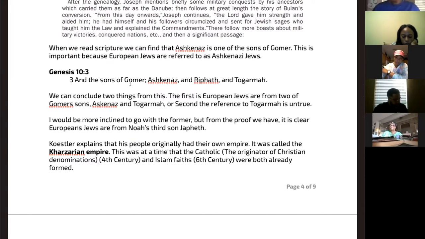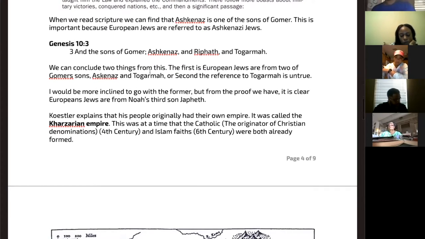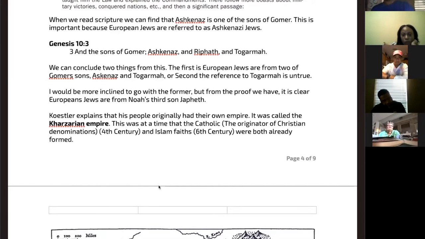Genesis 10:3: the sons of Gomer, Ashkenaz, Riphath, and Togarma. We can conclude two things from this. The first is European Jews are from two of Gomer's sons, Ashkenaz and Togarma. And second, the reference to Togarma is untrue. I would be more inclined to go with the former, but from the proof we have, it is clear European Jews are from Noah's third son, Japheth.